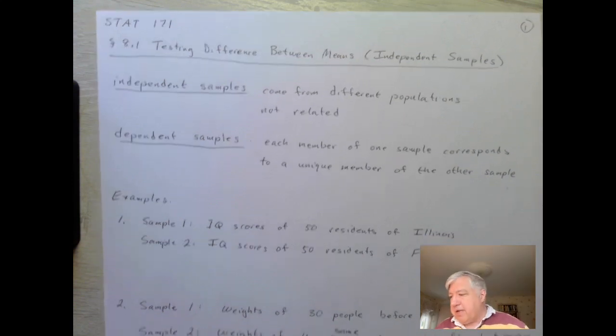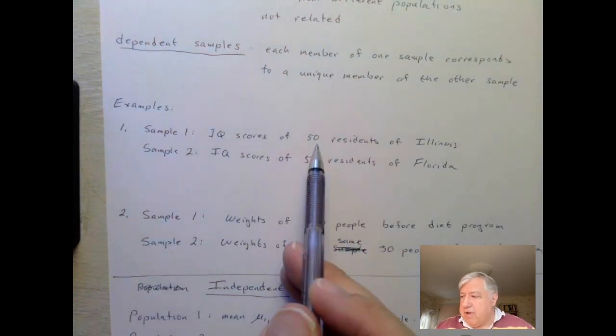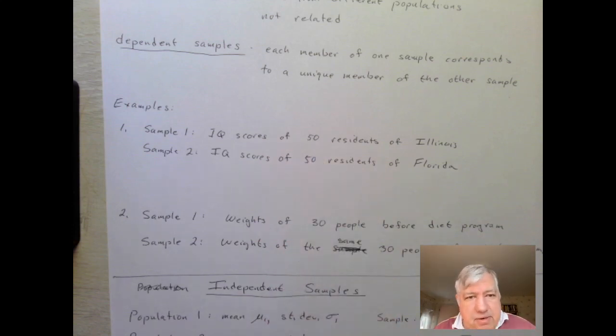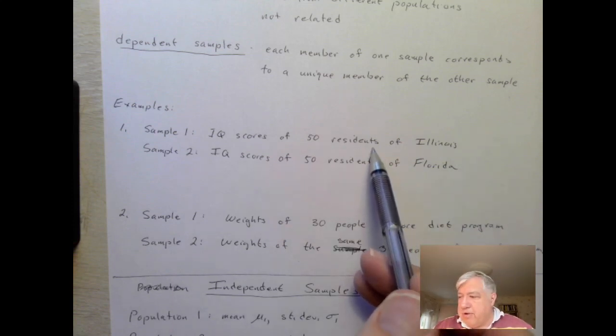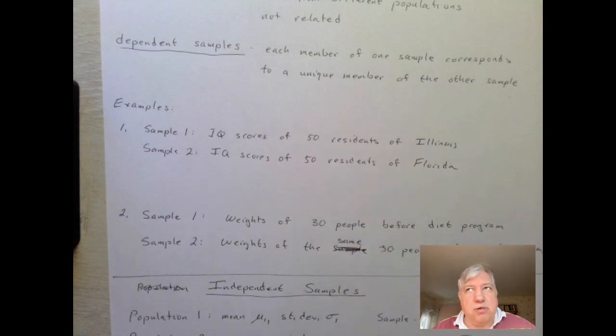Here are two basic examples. In this first example, we take the IQ scores of 50 residents of Illinois, and then for our second sample, we take the IQ scores of 50 residents in Florida. Those are independent, right? And if we had 50 residents in Illinois and 70 residents in Florida, that would definitely be independent too. Presumably there's no connection between the 50 people in Illinois and the 50 people in Florida. As long as that's the case, these are independent.